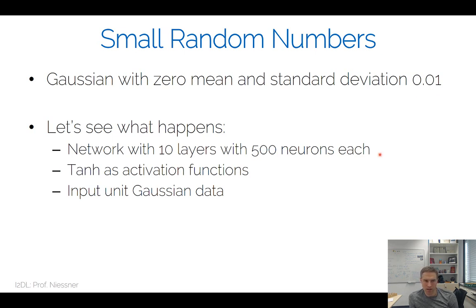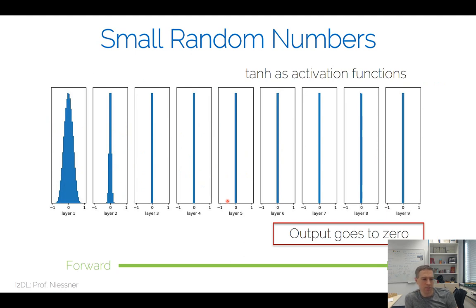Say I have a network with 10 layers and 500 neurons, we're using tanh activation functions, and the input is just some random Gaussian data. Now you can go ahead and plot the respective outputs. These are the activations if you're using tanh with these small random numbers as initialization. This is our first layer, this is how our input looks, and we see that this distribution becomes tinier and tinier. My output basically goes to zero as we continue.